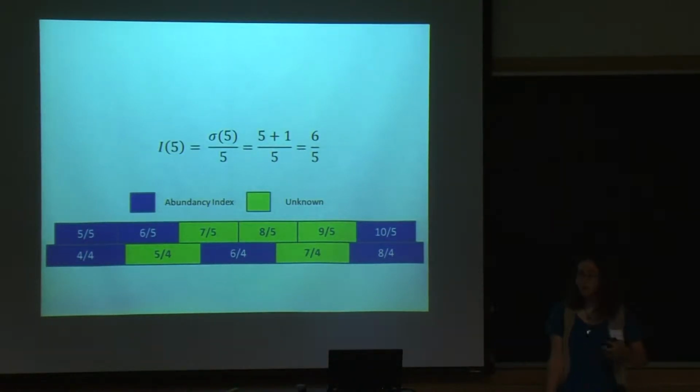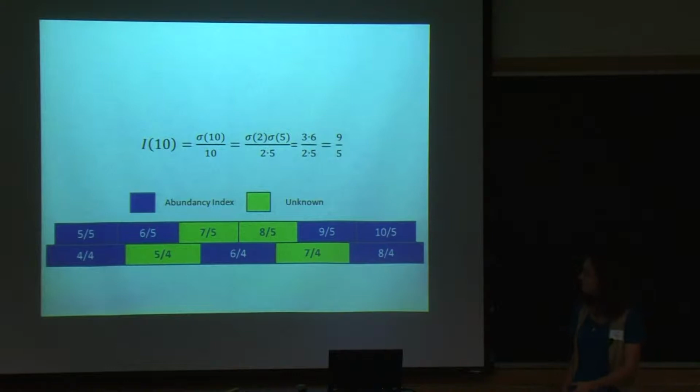Next, we have a prime number. The sum of divisors of a prime number is just our prime number plus 1. And so the abundancy index will be of the form p plus 1 divided by p. So we have 5 plus 1 over 5, or 6/5.